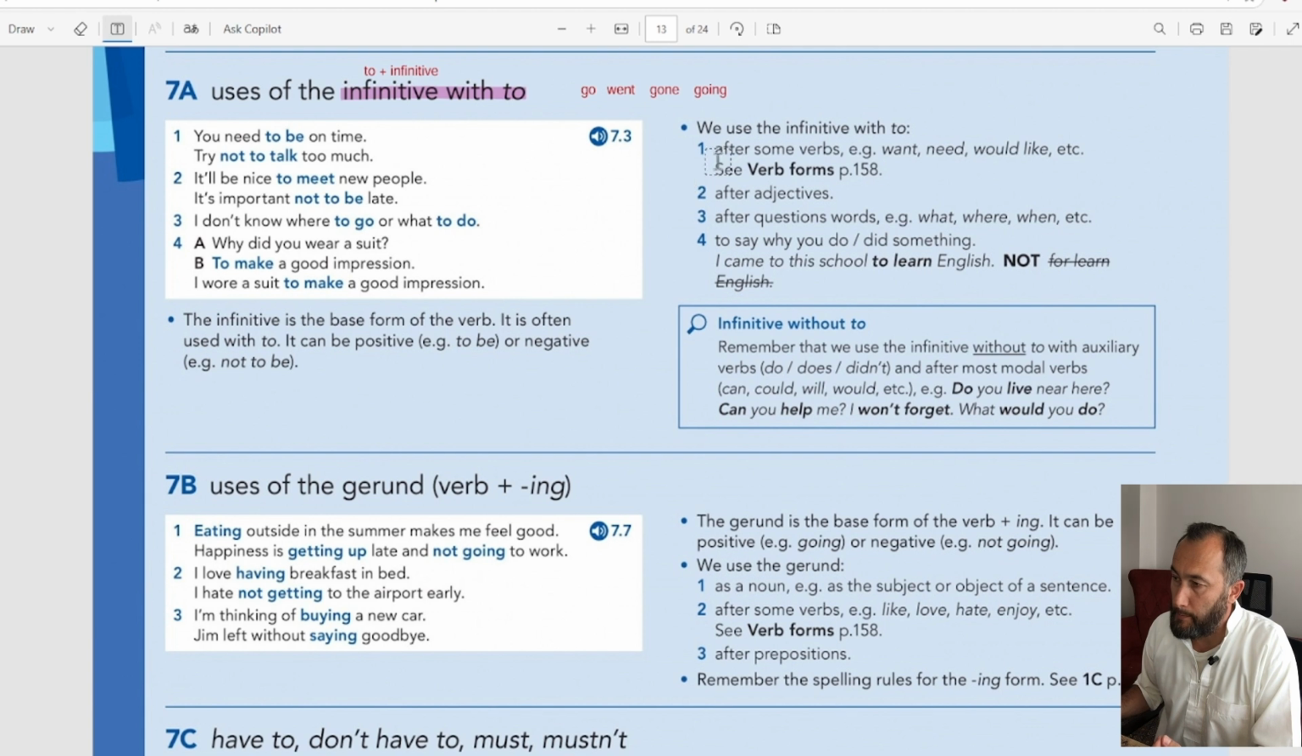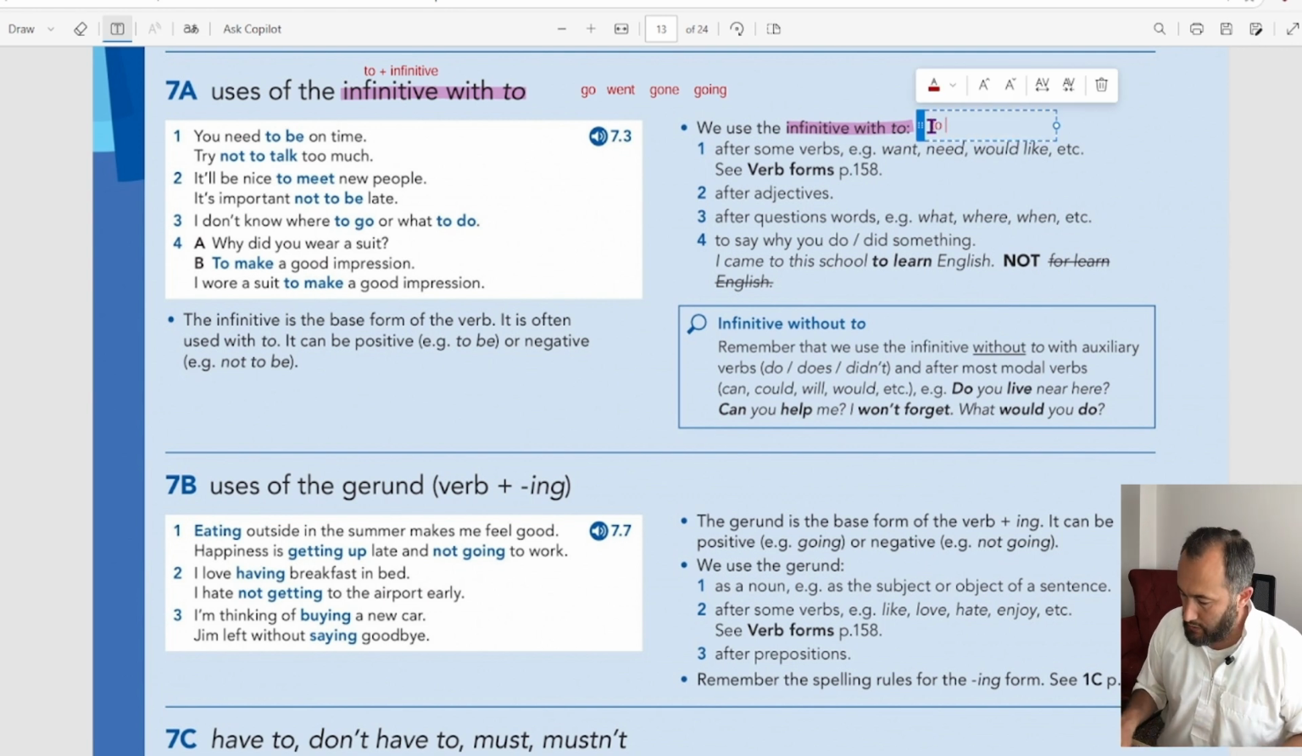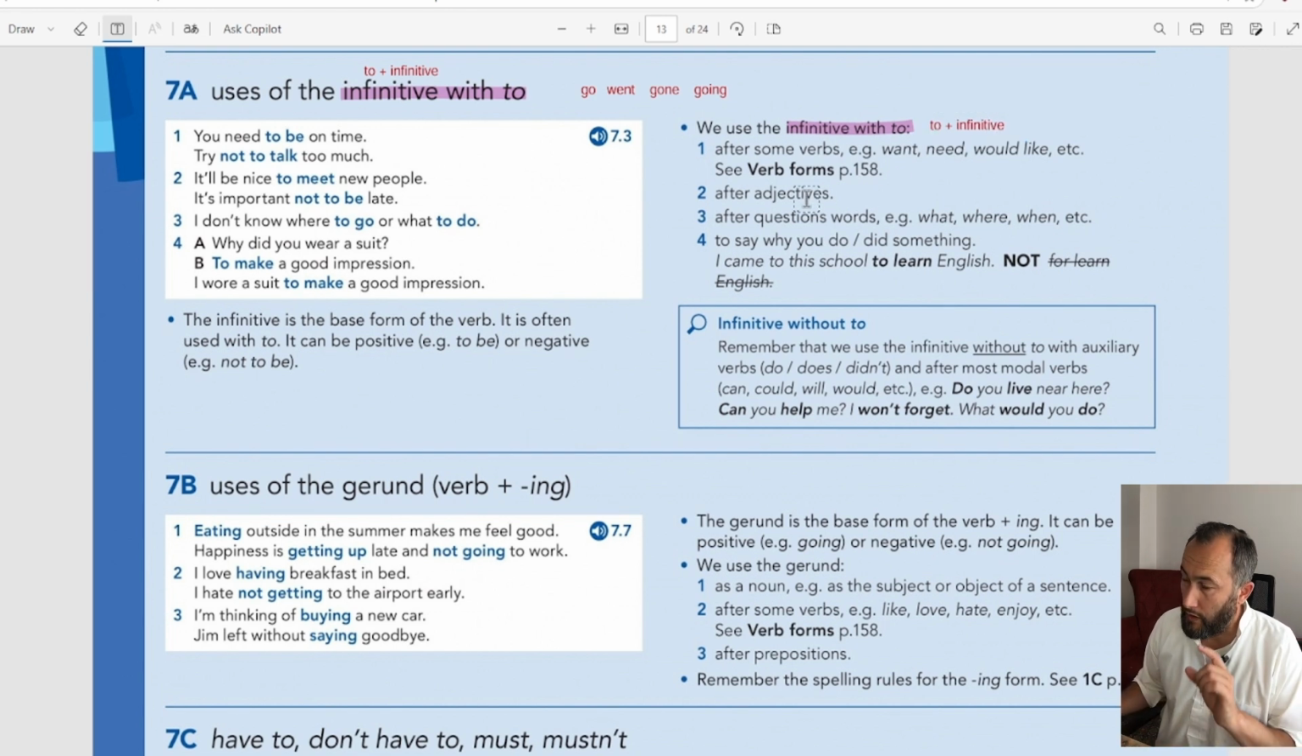The first one, this is the example, and this is the rules or explanation part. As you can see, number 1, we use the infinitive with to. So let's highlight this. Infinitive with to. It means to plus infinitive. Again, I'm going to write it for you. To plus infinitive. So the first way of using to plus infinitive is after some verbs.